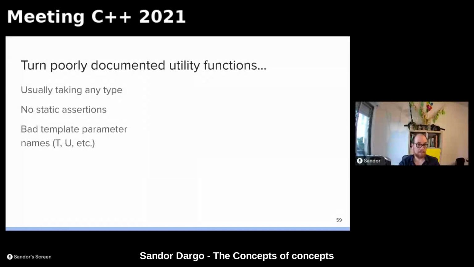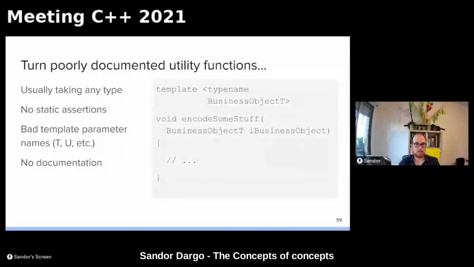The template parameters are as bad as I used in this presentation for the sake of brevity. They usually are just T, U, and so on. And in most cases, there is no documentation. So in our code base, I found something like this, well, not even like this, because here our template parameter is called something like some business object, but we had a similar function template, so it encodes some stuff. You have this template parameter, but you don't know what it should be. You don't know what it could be.